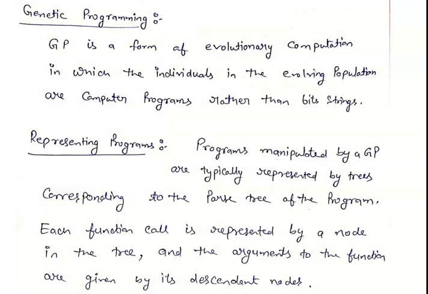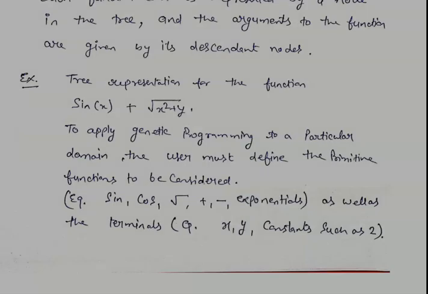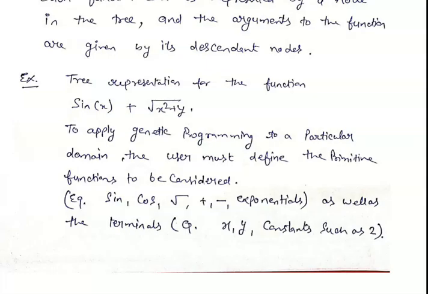So how does a genetic program represent things? Genetic programs are typically represented by trees, corresponding to the parse tree of the program. Each function call is represented by a node in the tree, and the arguments of the function are given by its descendant nodes. So how do we represent a function in tree form? Suppose in this example, sin x plus square root of x squared plus y is a function. How do we represent this function in a tree form?